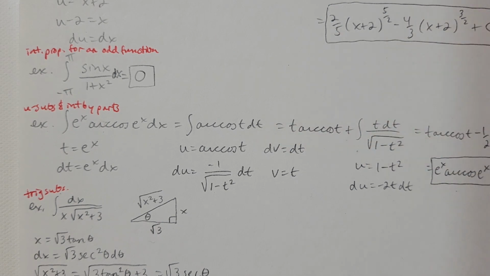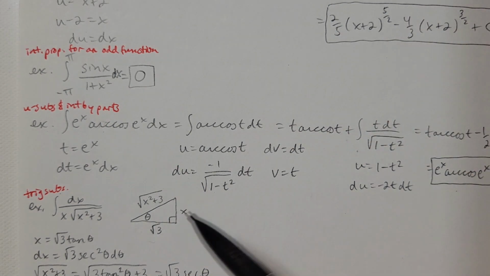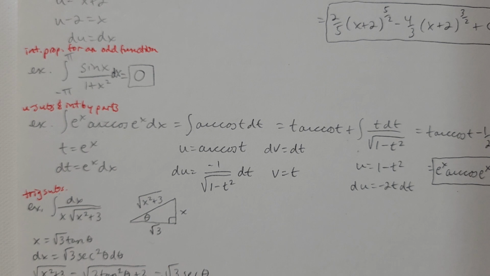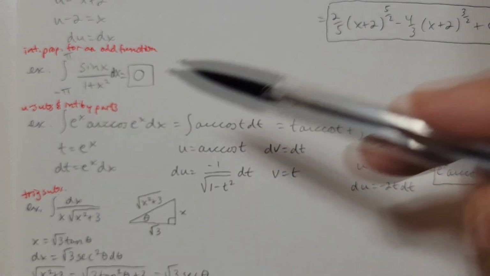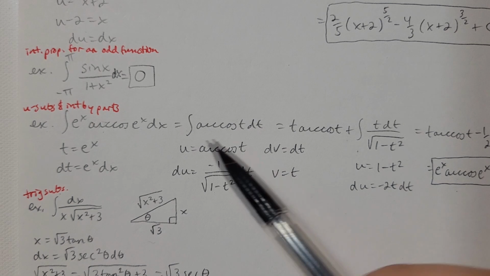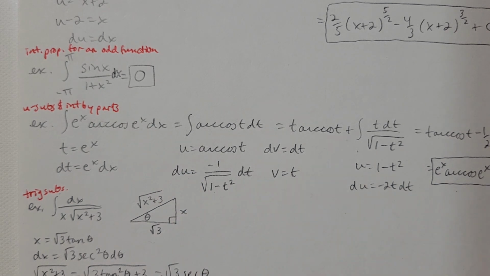For this example, I've got the antiderivative of sine x divided by 1 plus x squared dx, and I'm going from negative pi to pi. Okay, so the idea with this function is that this is an odd function. An odd function means that if I plug in negative x for x, that'd be the same thing as throwing a negative in front of the entire function. Well, the sine function is an example of an odd function. Sine of negative x is the same thing as negative sine of x.